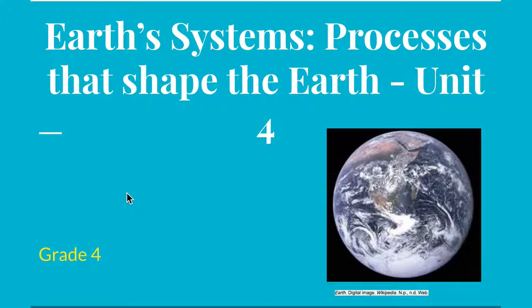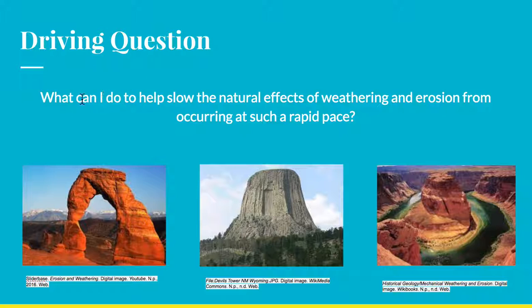Welcome to our fourth grade Unit 4, which is called Earth System Processes That Shape the Earth. This unit is going to look a lot at the different weathering and erosion Earth processes that take place as a natural or a human-formed concept. So, first of all, your driving question is going to be, what can I do to help slow the natural effects of weathering and erosion from occurring at such a rapid pace?